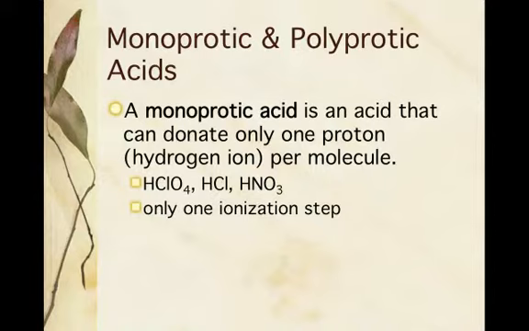Okay, last thing today is monoprotic and polyprotic acids. A monoprotic acid is an acid that donates only 1 proton. So in the formula, there's only 1 hydrogen, like HClO4, HCl, HNO3. It ionizes in 1 step because there's only 1 hydrogen to ionize.